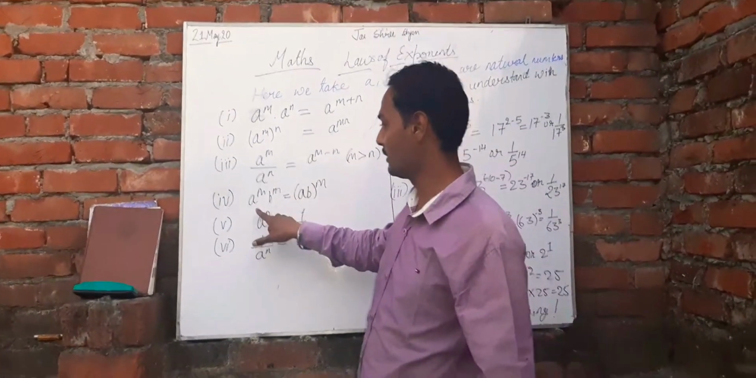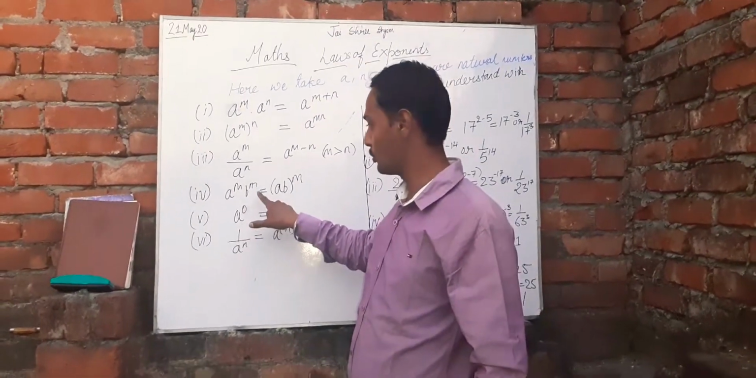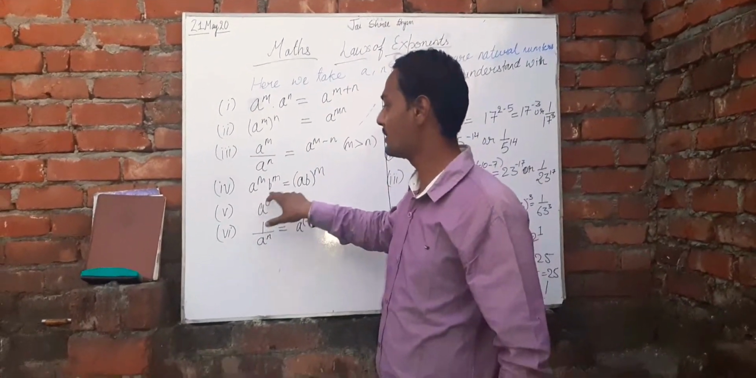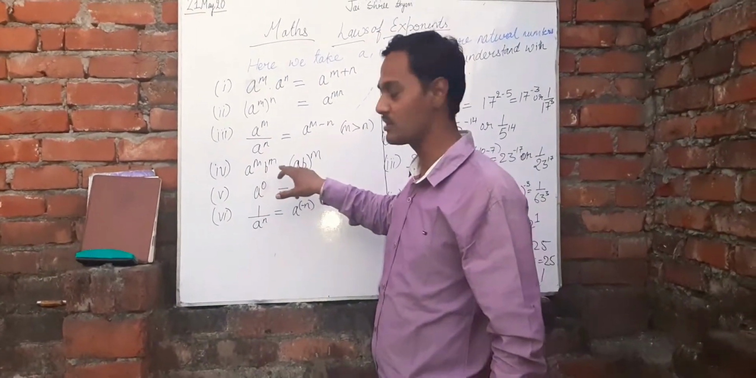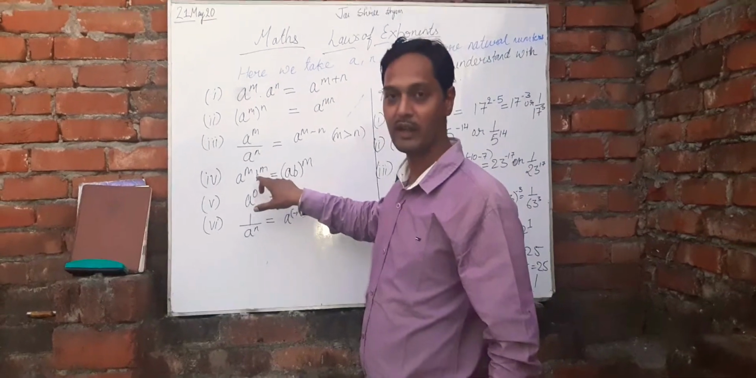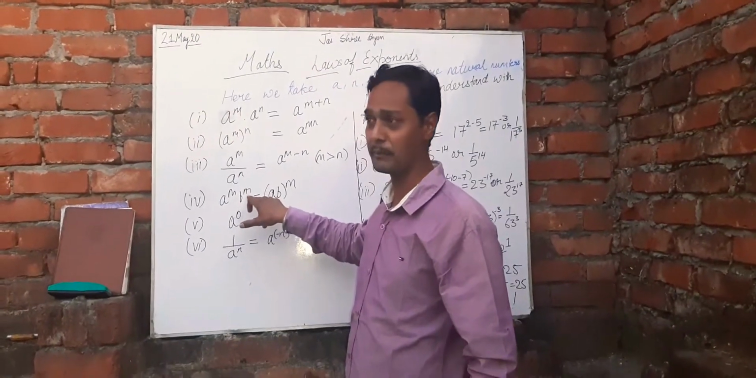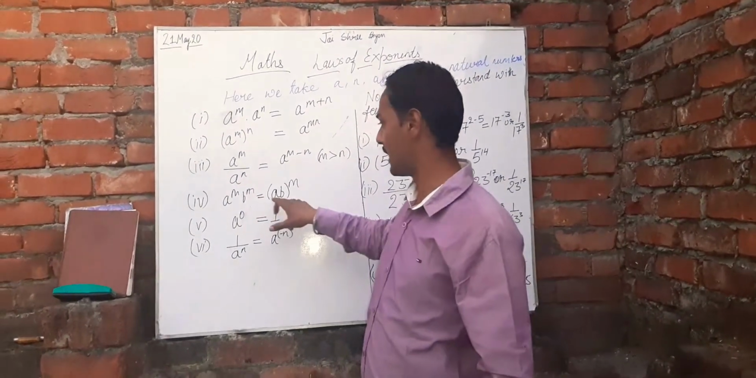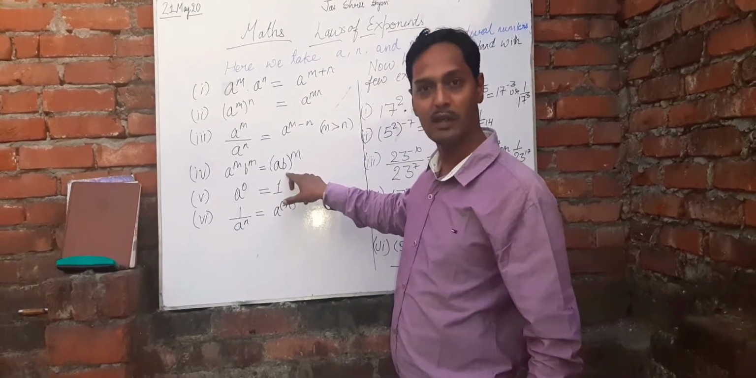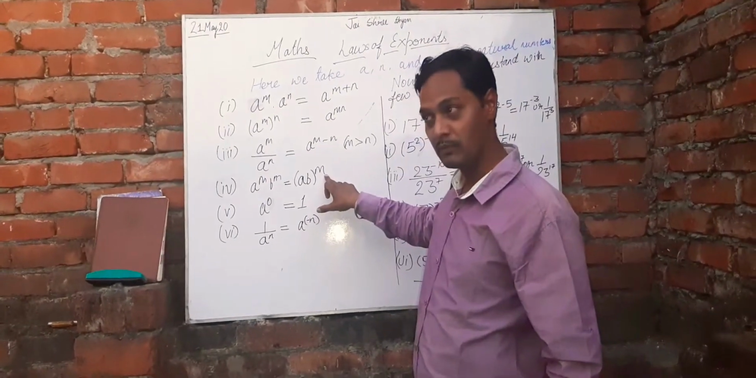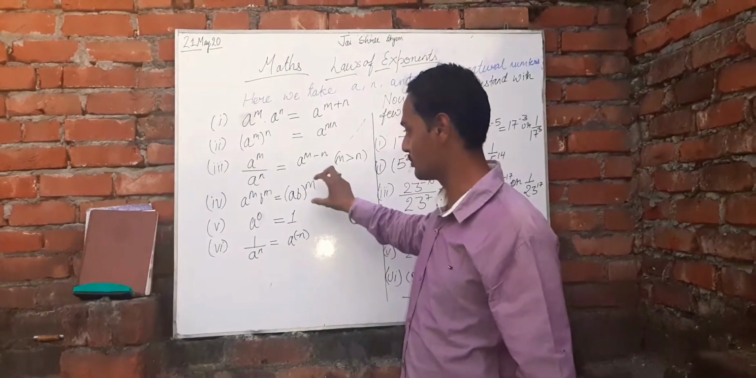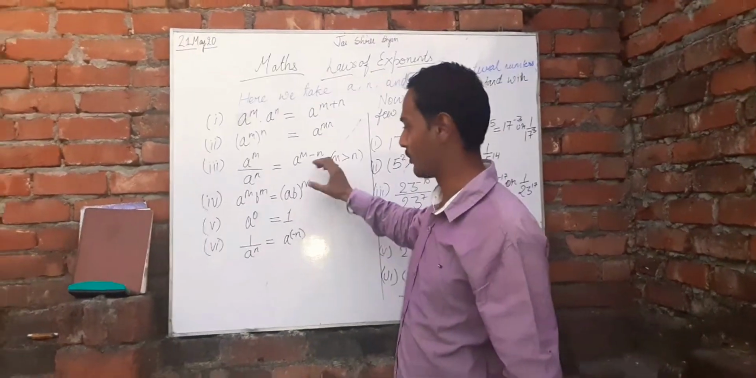Now the next one, a to the power m times b to the power m. Now the bases are different. Please remember here, bases are different, but the powers are the same. So in that condition we have to put ab to the power m. ab to the power m means we are taking the power common. Now come to the next one.